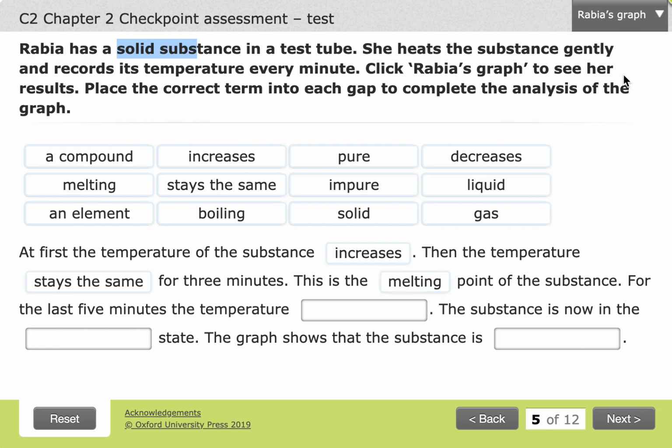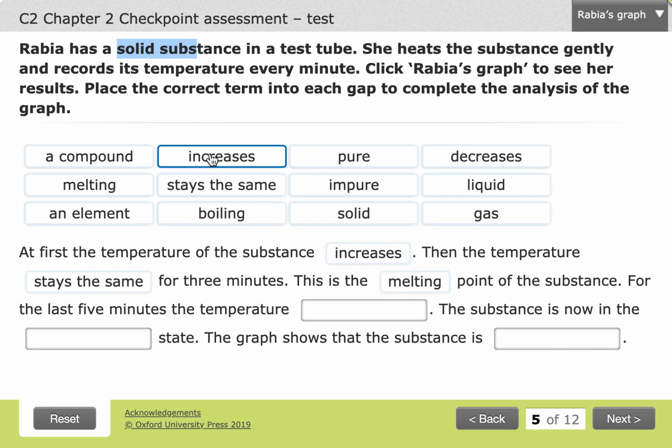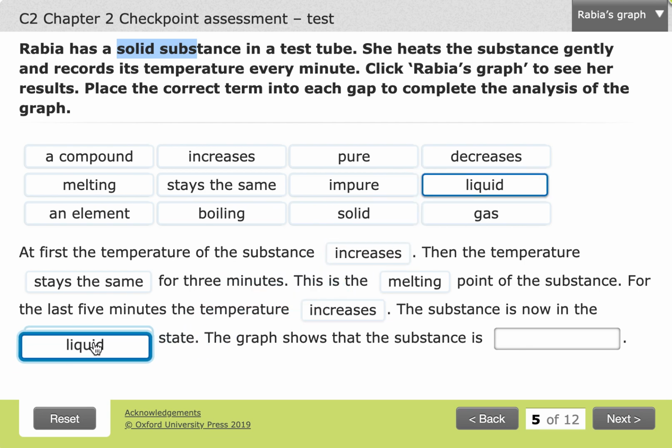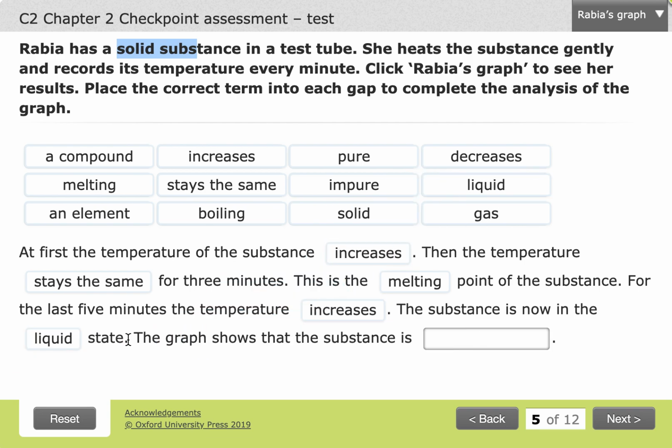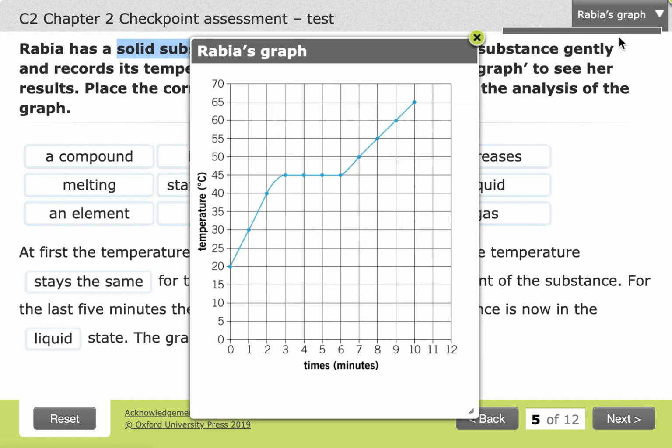For the last 5 minutes, and again we'll just check, last 5 minutes, 1, 2, 3, 4, this is our stage here. Again, the temperature is increasing again, but the substance is now in the liquid state. Now what this graph shows is that the substance is pure. And what does that mean? Well, when we have a nice heating graph like this and it levels off that flat line, that means we've got a pure substance. If the line is not flat, then that implies an impure substance.